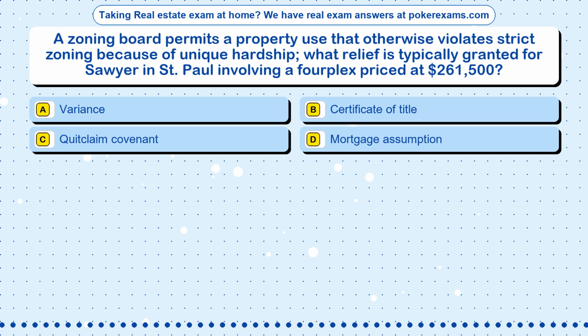Question 13. A zoning board permits a property use that otherwise violates strict zoning because of unique hardship. What relief is typically granted for Sawyer in St. Paul involving a fourplex priced at $261,500? Option A, variance. Option B, certificate of title. Option C, quitclaim covenant. Option D, mortgage assumption.